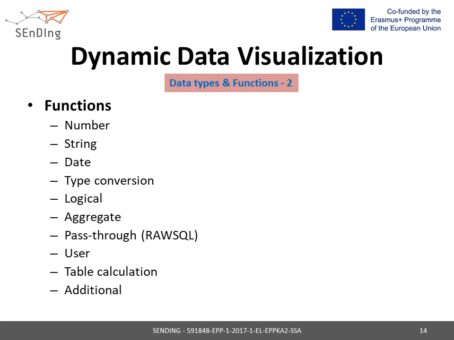Table calculation functions. These are functions that enable the user to customize how table calculations work. One example would be to limit the number of rows that are used in a calculation. Additional functions. These are more specialized functions that may, for example, be used with certain large data sources such as Hadoop Hive, Google BigQuery, Microsoft Excel, etc.